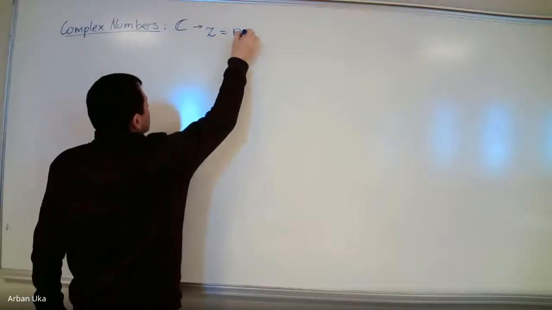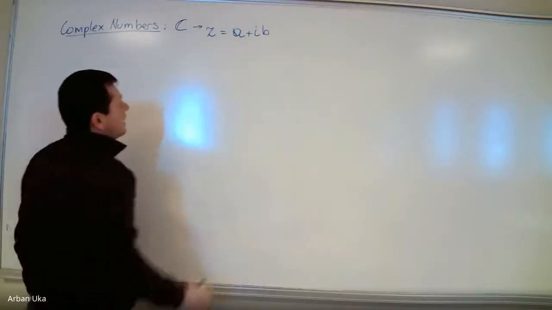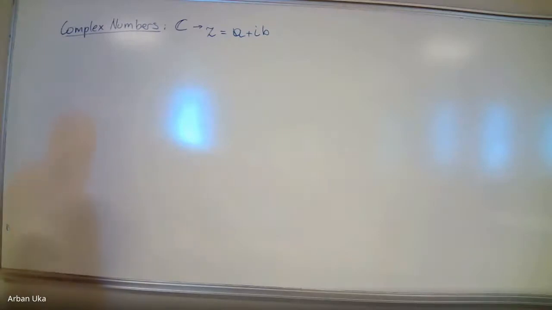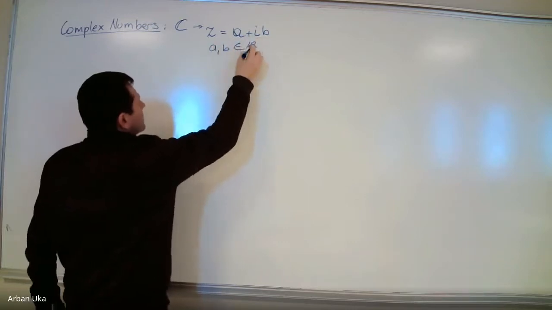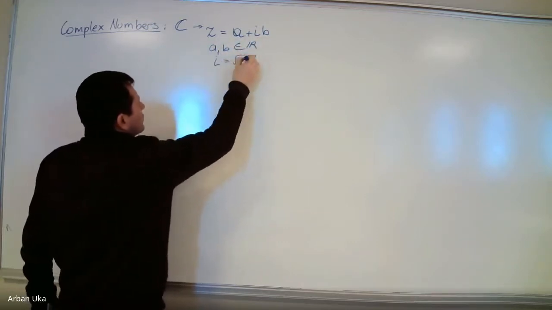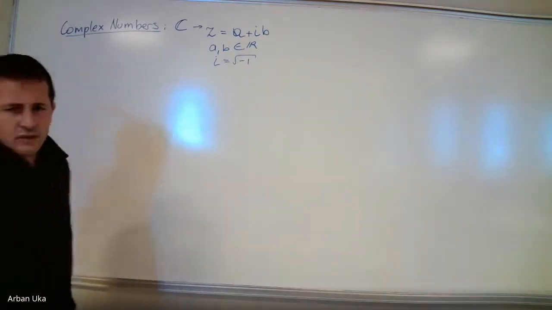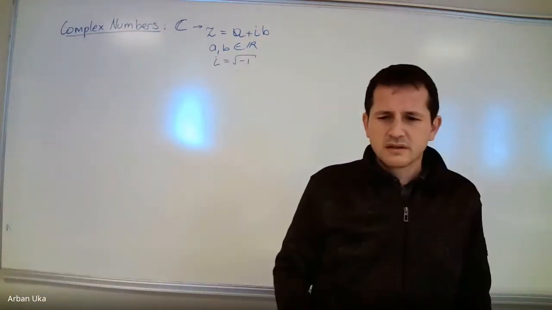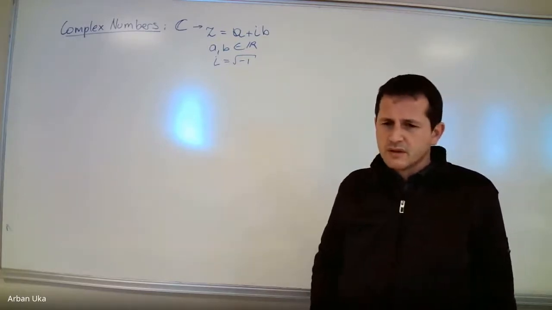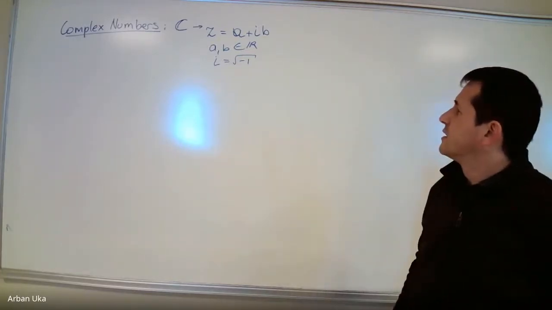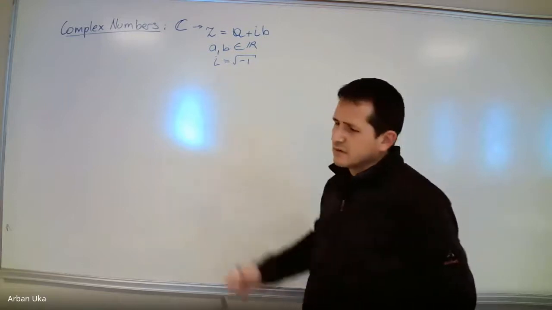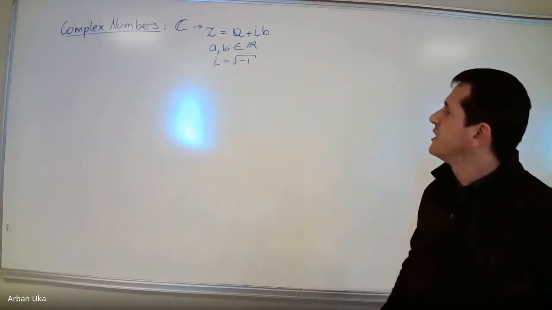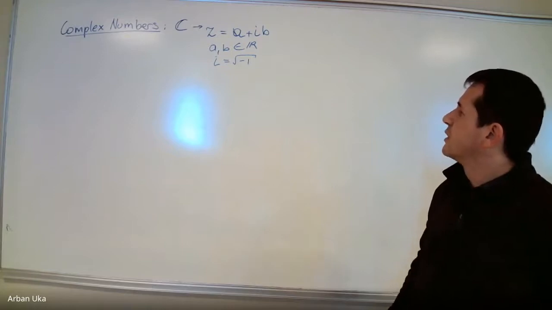A complex number z is equal to a plus ib, where a and b are both real numbers, and i is equal to the square root of -1. So we start mathematics with discussing the issue that the square root of negative numbers is not defined, but then we came up with a solution, or a notation, which we identified as i, equal to the square root of -1.